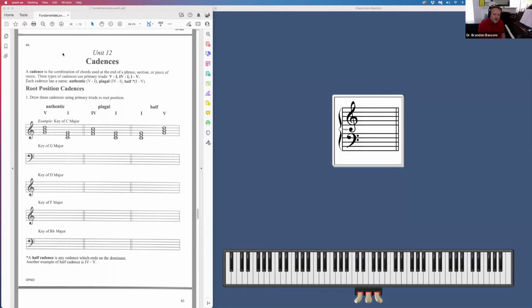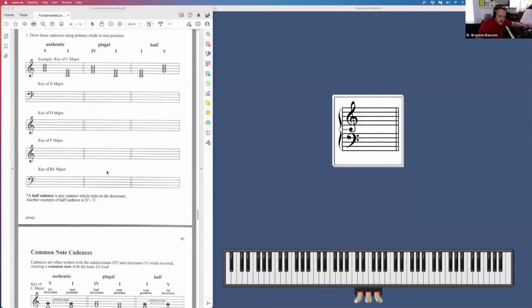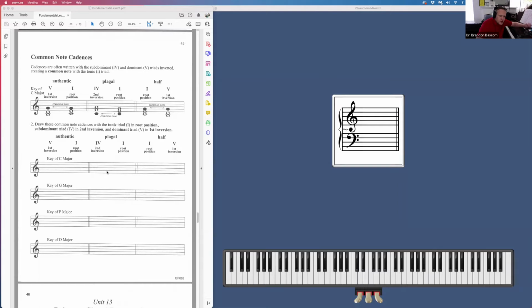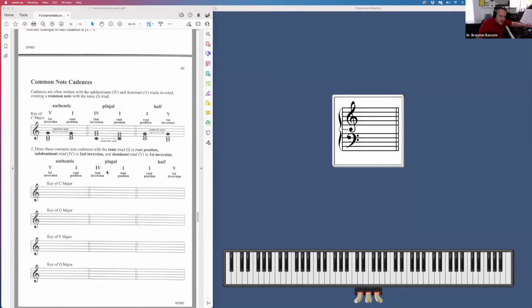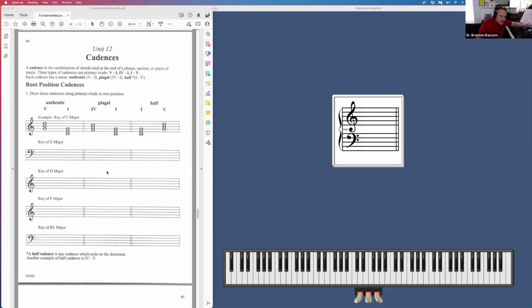And then the half cadence is tonic to dominant, 1-5, and it is kind of a question, not very final at all. Okay, so they're wanting us to write out these 3 types of cadences in these keys on page 44. Page 45 is also talking about common note cadences. On 44, we're only playing these cadences or writing these cadences in root position.